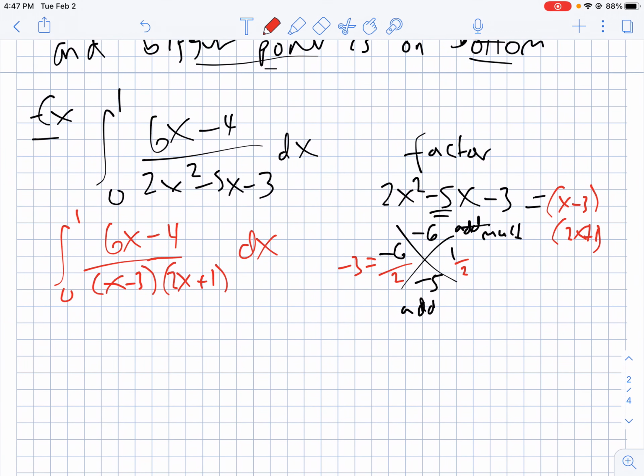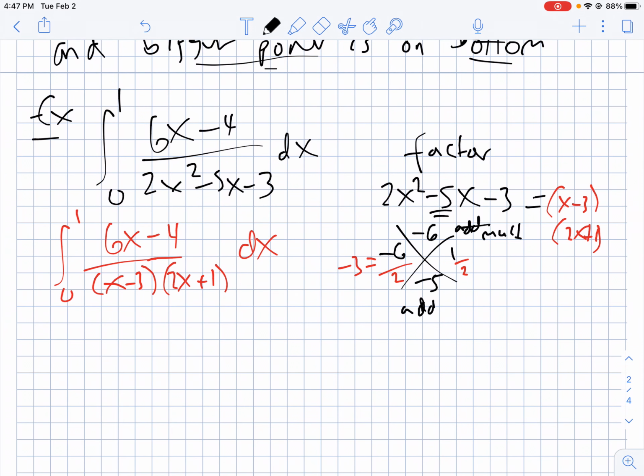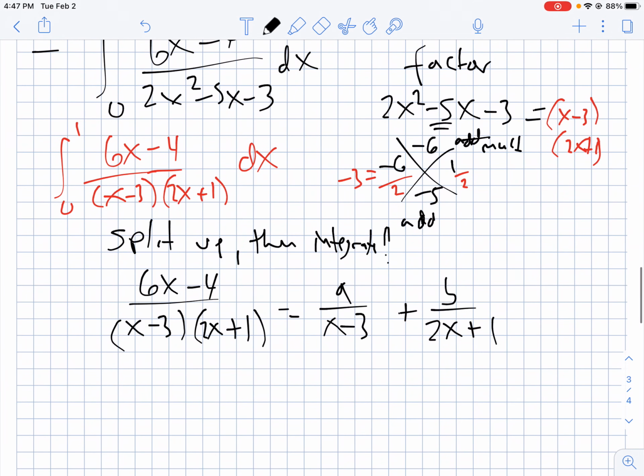Okay, so now, once you've rewritten in the factored form, what we're going to do is all the algebra first. So we're going to split this up, then integrate as a last step. Okay, so I'm going to say 6x minus 4 over x minus 3 times 2x plus 1 is equal to a over x minus 3 plus b over 2x plus 1. I'm going to go through this pretty quickly because you just did this twice.